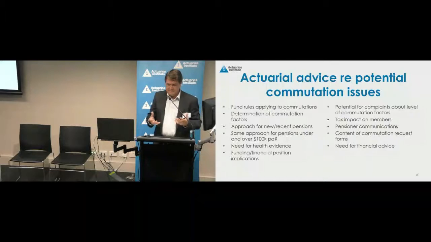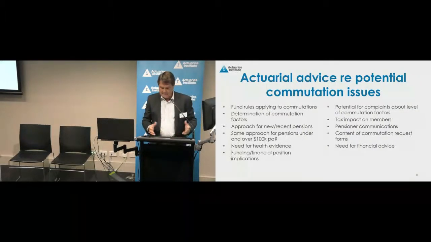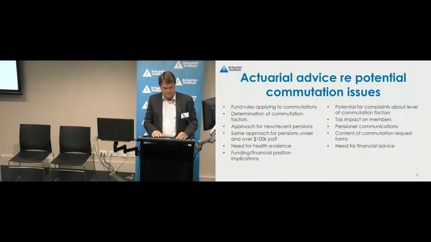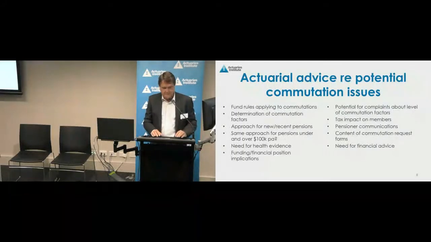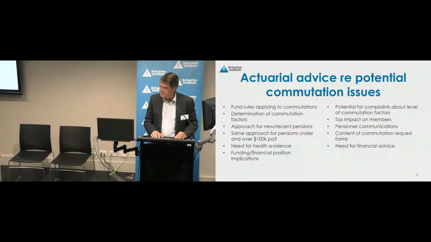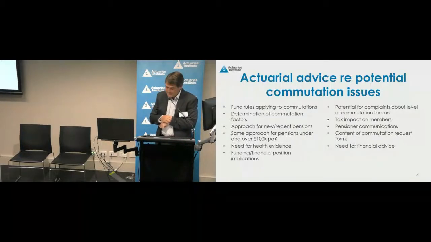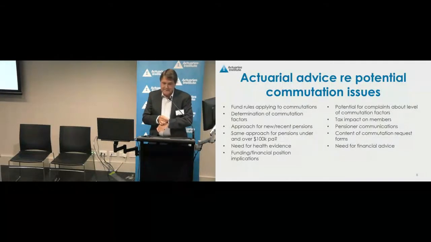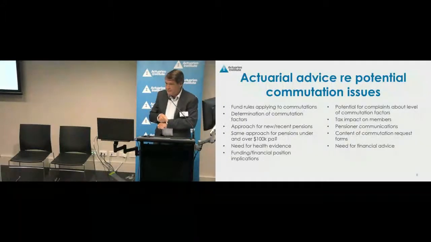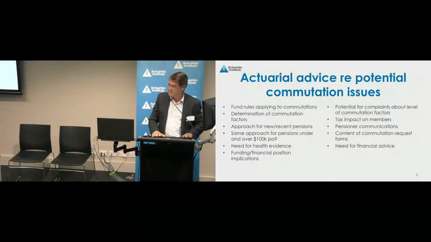Allowing commutations. Many of these are questions, I should say, by the way, that are really trustees' issues more than actuarial issues, but the trustees generally look to the actuary for advice or for some input. If you start allowing commutations, then there's a potential for complaints about the level of the commutation factors that you're using. There are tax implications that we won't go into or get involved with because that's tax advice that we don't give.